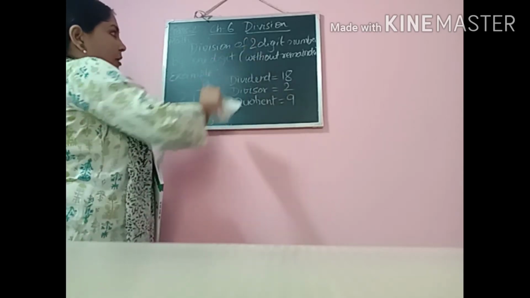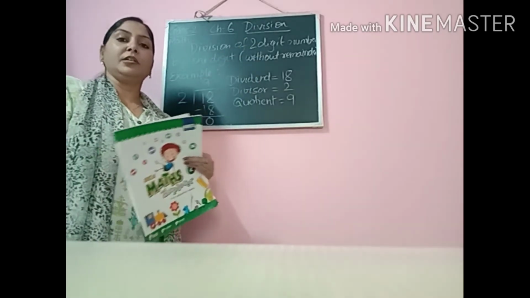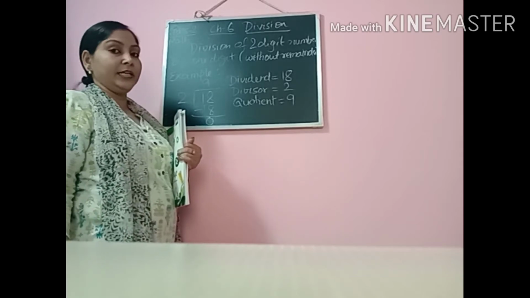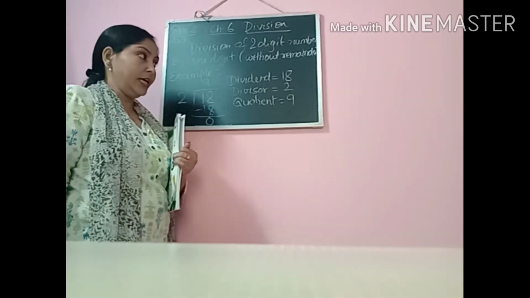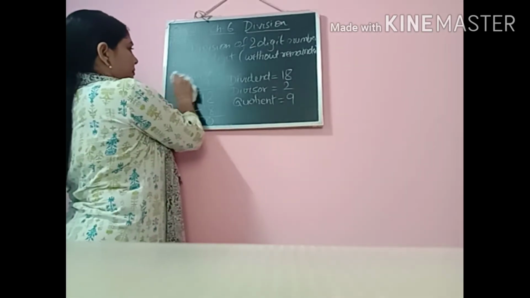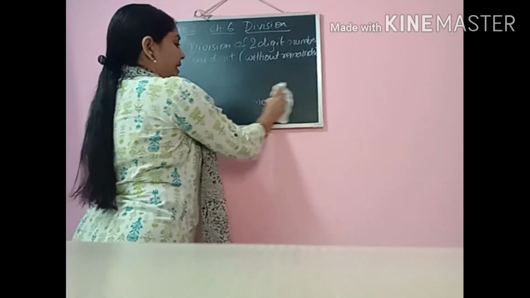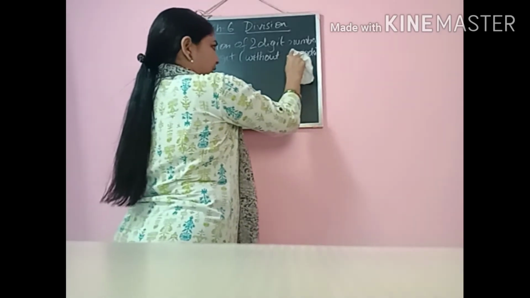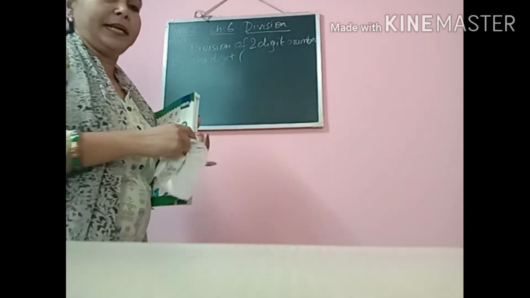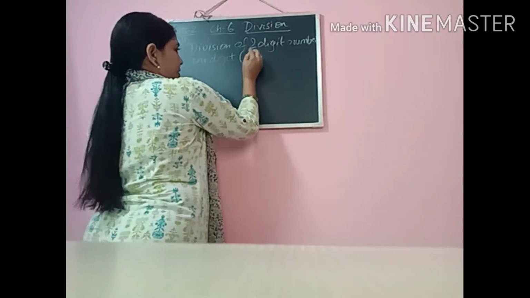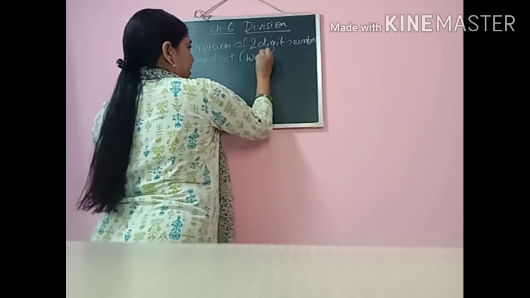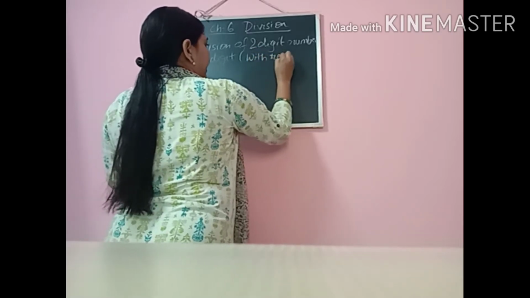Just now we have learned about the division of a two-digit number by a one-digit number without remainder. Now we will learn with remainder. Now, with remainder means what? That means some remainder is left out there. Some remainder is left. With remainder.